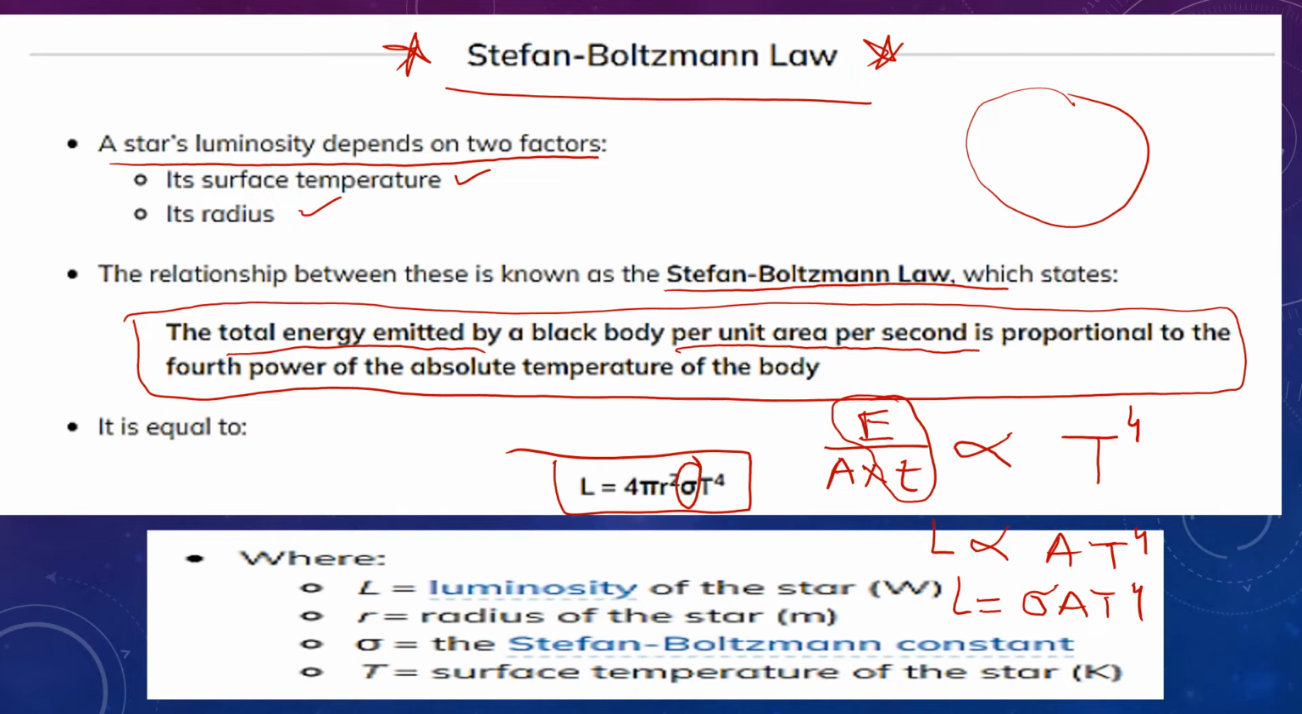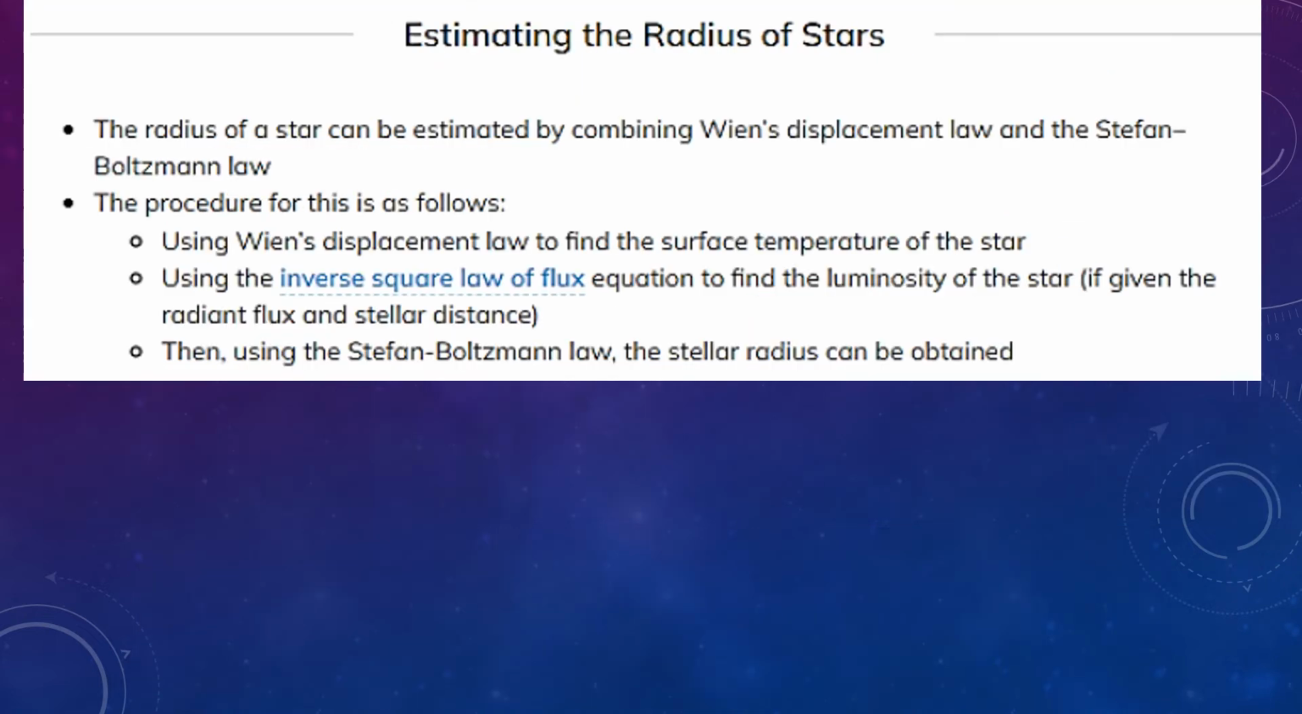Again, it will be given in the data booklet for the Stefan-Boltzmann law, where L is the luminosity of the star, which is measured in watts. R is the radius of the star, remember. And then sigma is the Stefan-Boltzmann constant. Its value will be given in the data sheet. T is the surface temperature of the star.